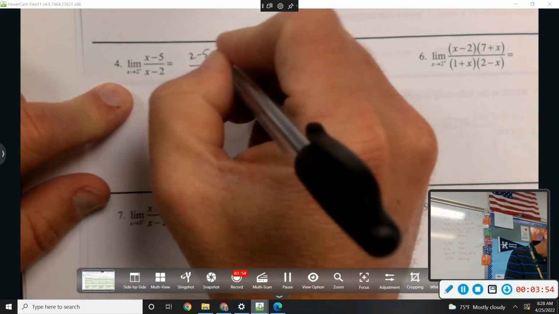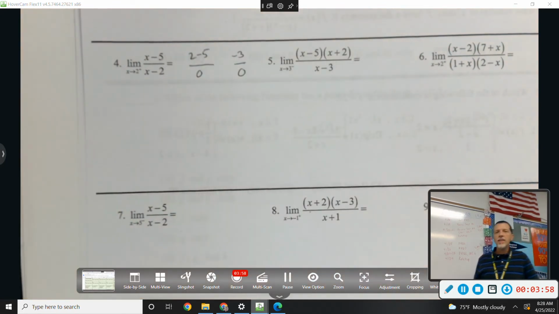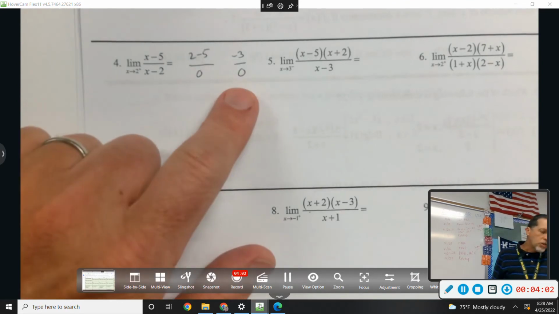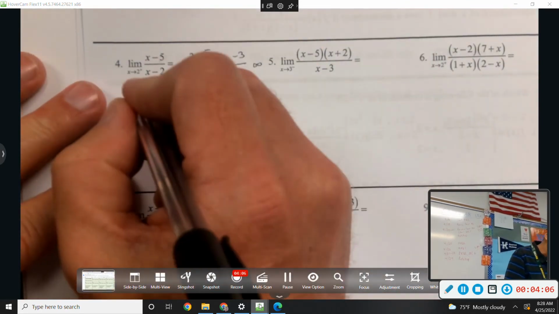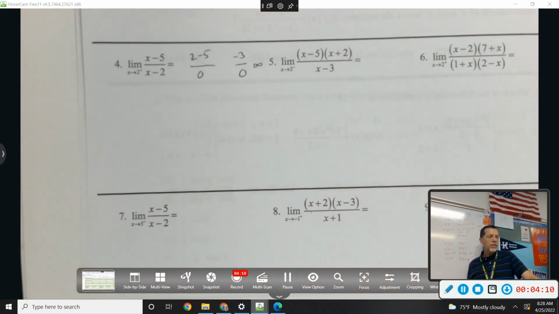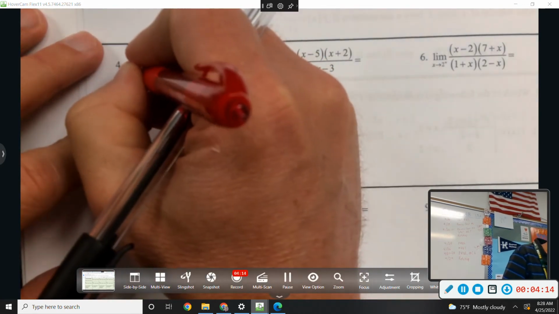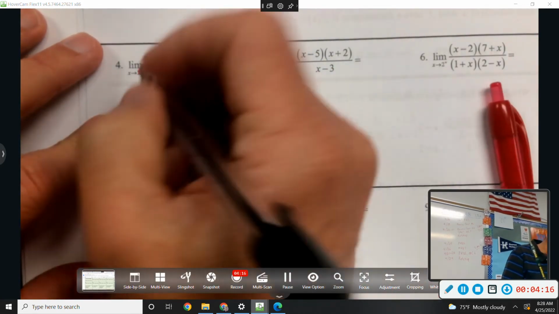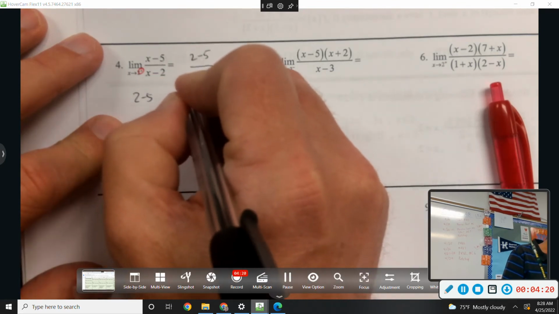2 minus 5 is negative 3. 2 minus 2 is 0. Okay, so that's not going to work. Divided by something close to 0 is headed to infinity, but I need to know if it's positive infinity or negative infinity. So I'll plug in something a little bit bigger than 2, because 2 plus. So 2 minus 5 is still negative 3.